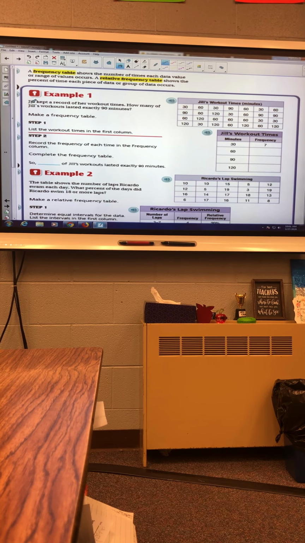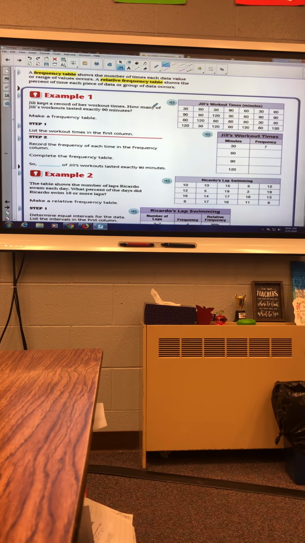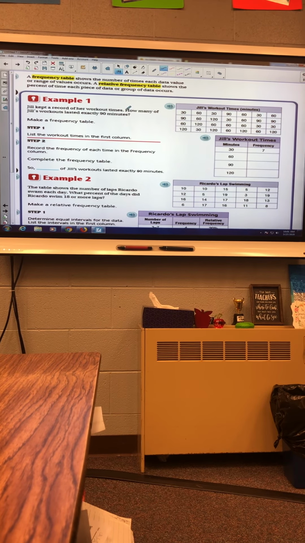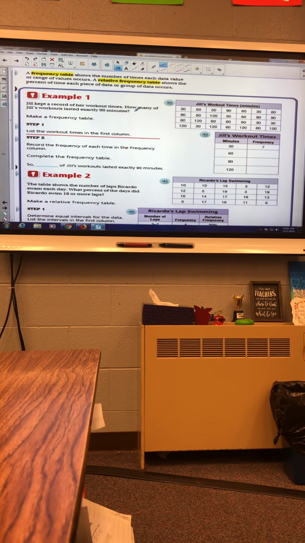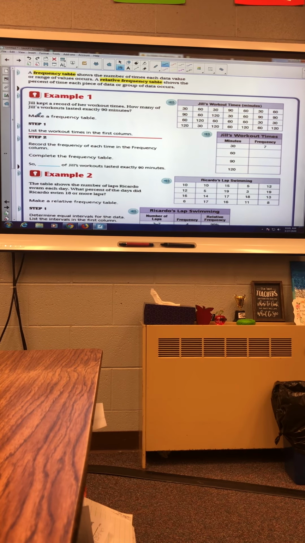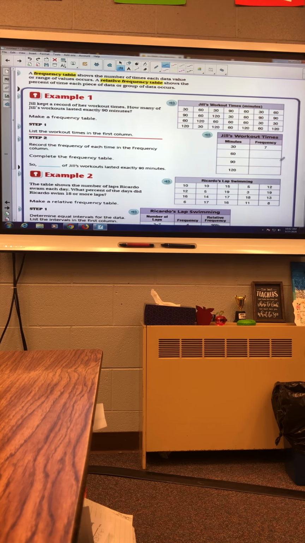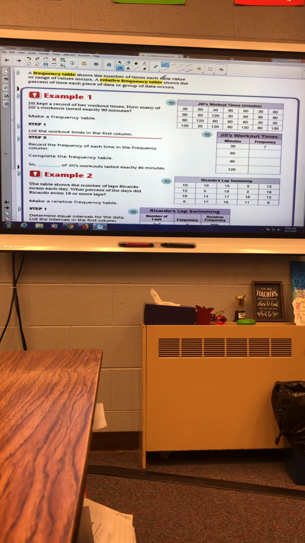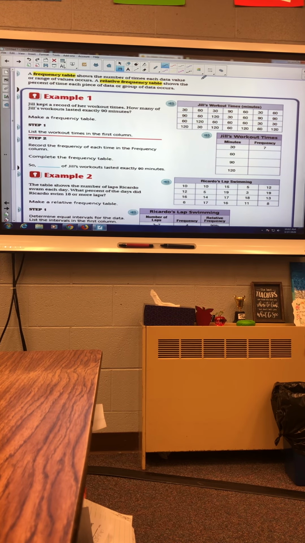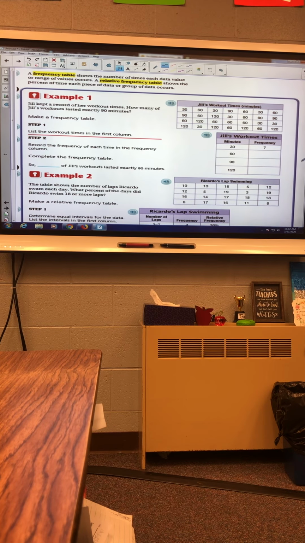Okay, example 1. Jill kept a record for her workout times. How many of Jill's workouts lasted exactly 90 minutes? So here's my data. I'm going to make a frequency table. And what is a frequency table? It's the number of times data occurs for each value.